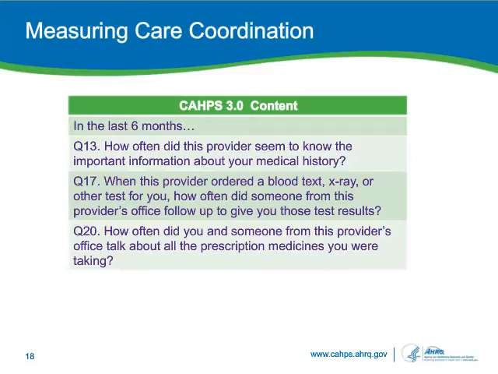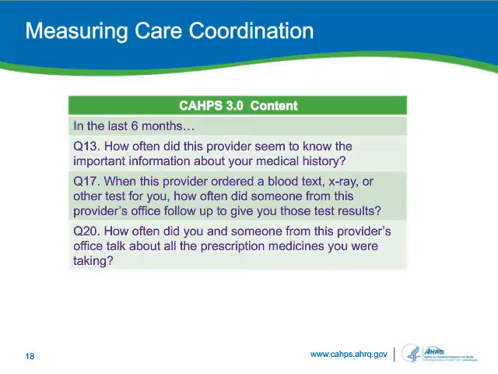But the care coordination composite measure is 3 items. How often this provider knew important information about your medical history, how often someone from the provider's office followed up to give you test results from a blood test, x-ray, or other test, and how often you or someone from this provider's office talked about all the prescription medicines you were taking.